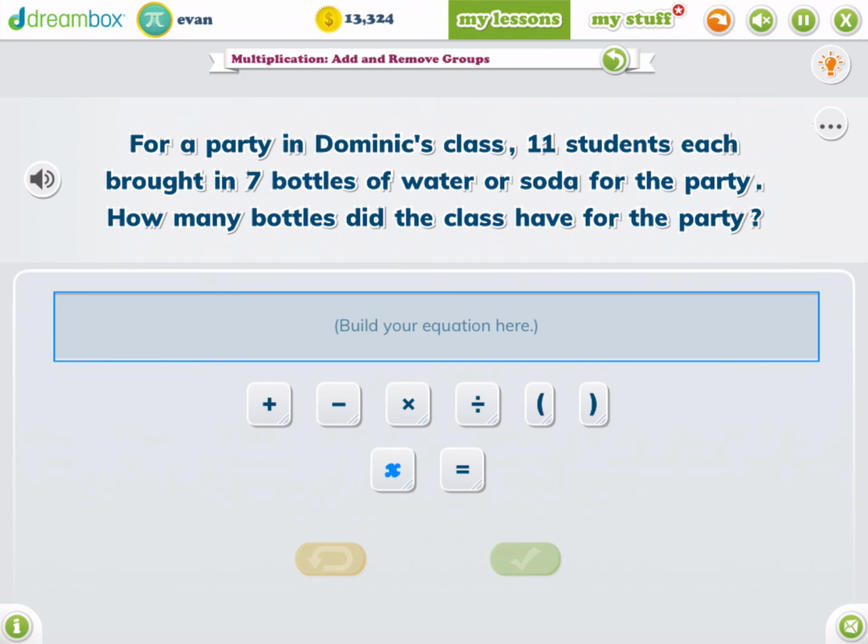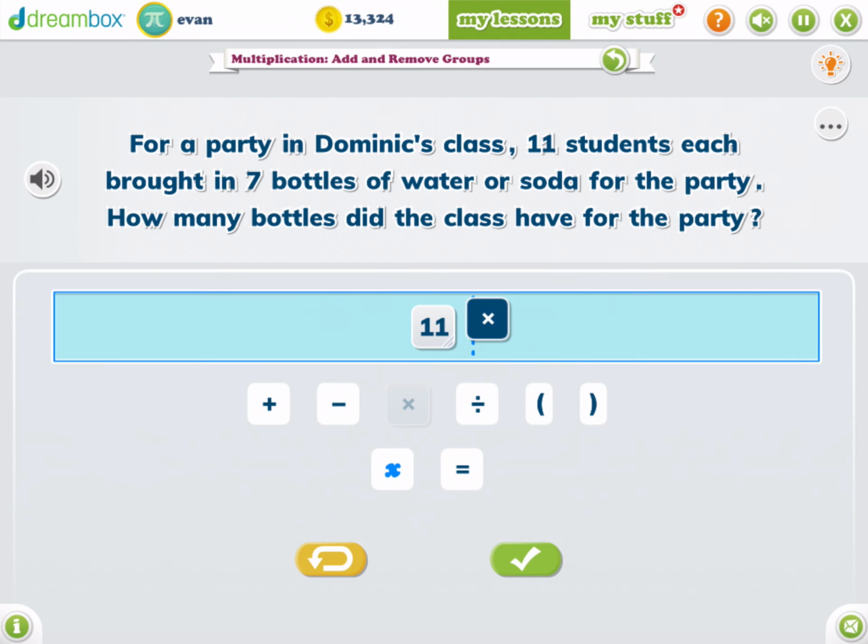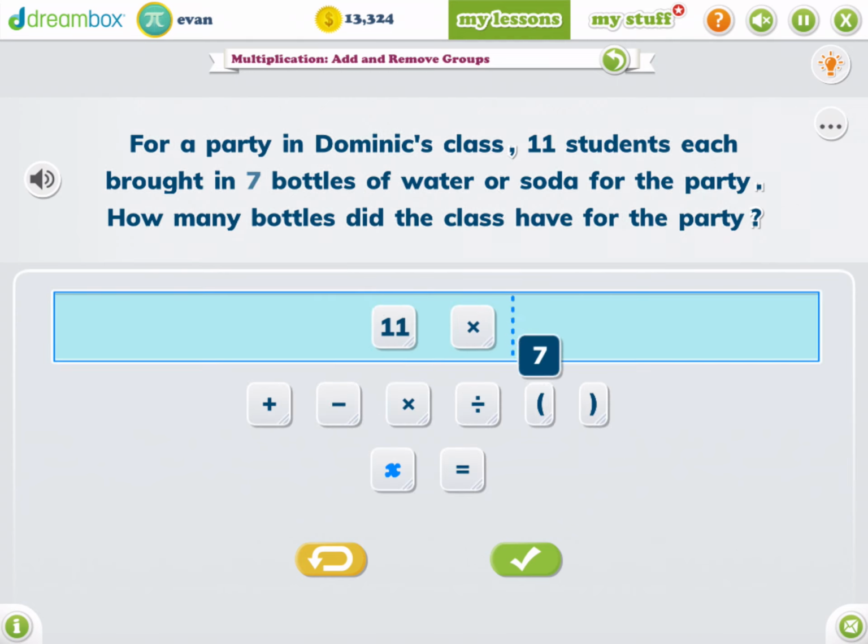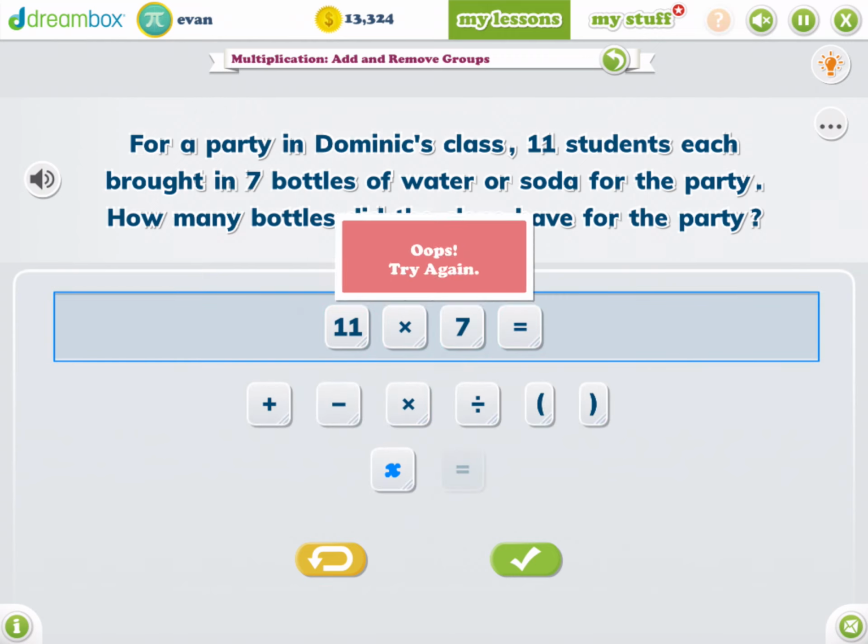For a party in Dominic's class, 11 students each brought in 7 bottles of water or soda for the party. How many bottles did the class have for the party? How can you write this expression as an equation?